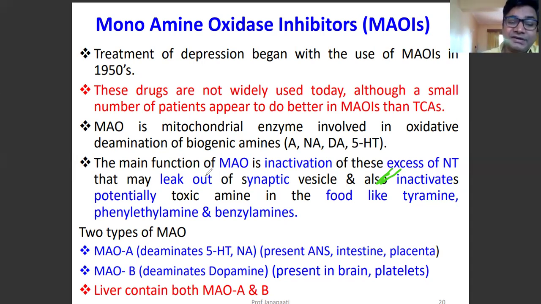So what are the two functions of MAO? Number one function is inactivation of neurotransmitters. Another one is inactivating potential toxic amines.